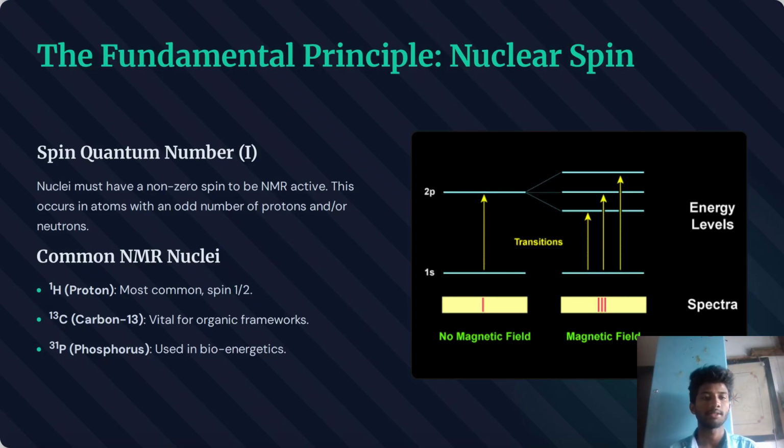Common NMR nuclei. Proton: most common spin. Carbon: vital for organic frameworks. Phosphorus: used in bioenergetics.